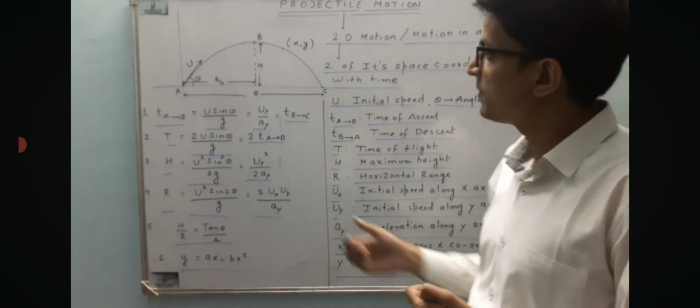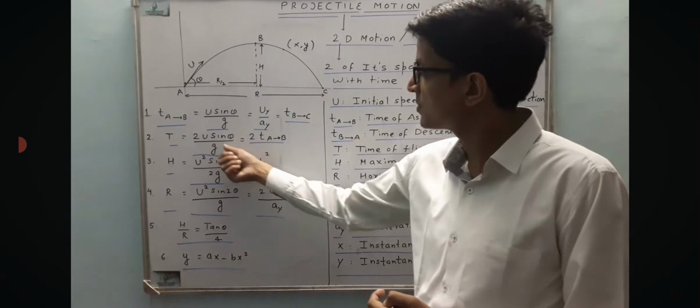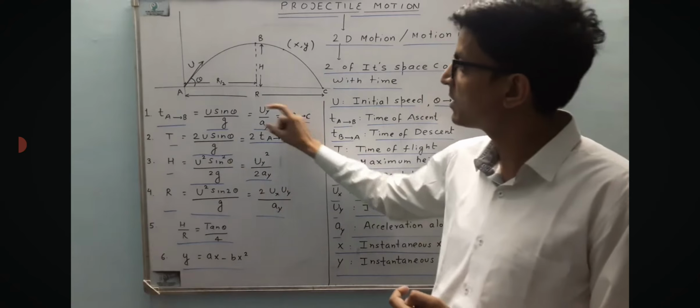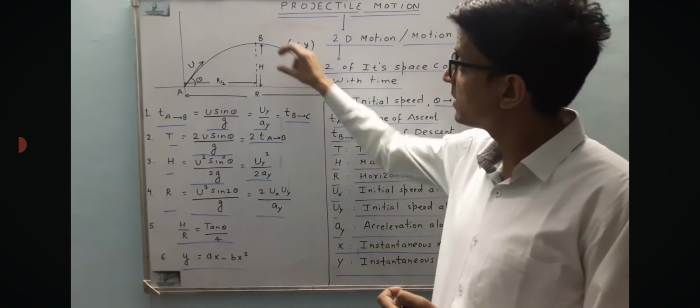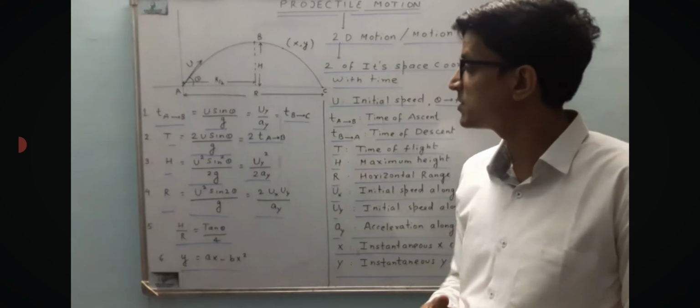We define capital T, which is called the time of flight. It is equal to 2u sin theta by g, which is twice the time taken from A to B. Then we define the maximum height h, which is u square sin square theta by 2g. It can be written as uy square by twice of ay.